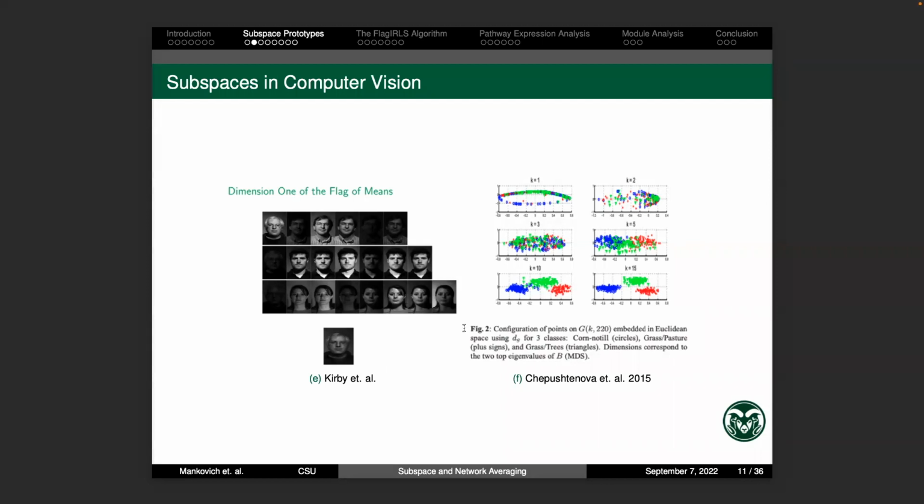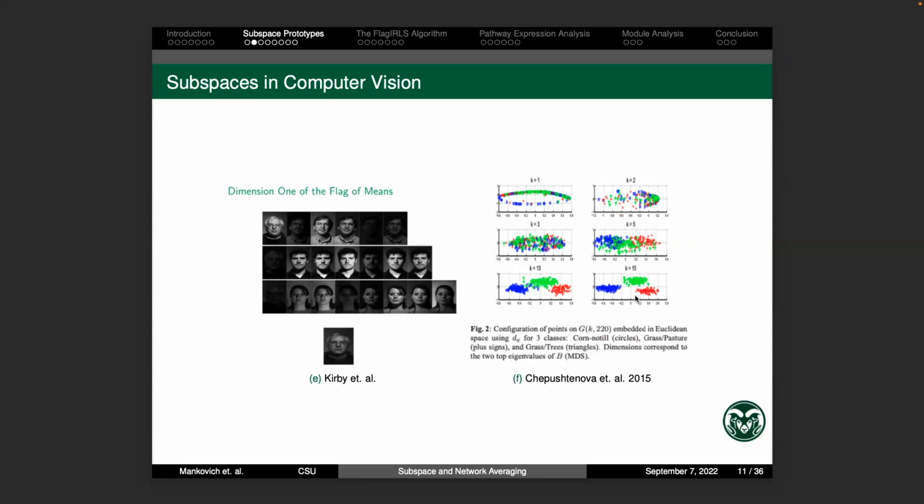So the flag mean can pull out this common signal in subspaces, which is good, and it's sort of robust to changes in illumination, which is kind of the same as robust to changes in scaling. Okay, so now this second figure is kind of a two-dimensional embedding of k-dimensional subspaces that represent images of crops.